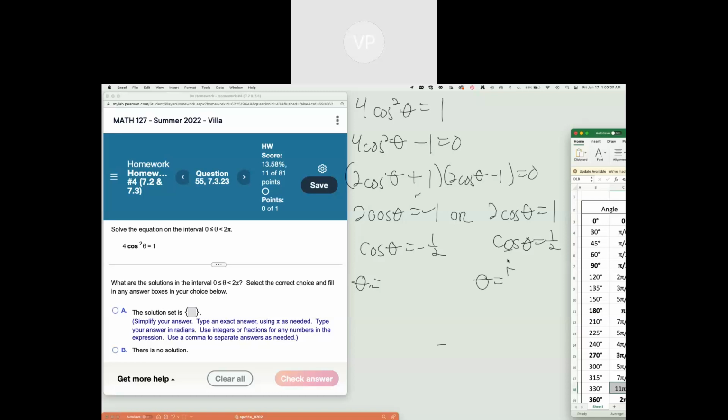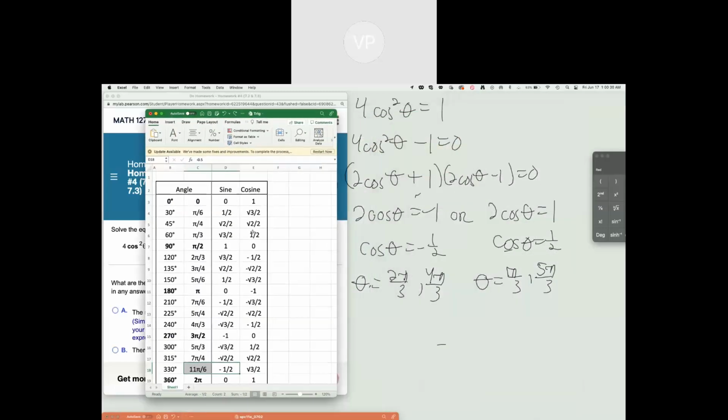So starting with the 1/2, I know that's going to be at pi over 3. I know it's also going to be in the fourth quadrant, 5 pi over 3, and negative 1/2, second and third quadrant. We're going to get a 2 pi over 3 and a 4 pi over 3. And try it like I'm doing. Okay, did I get it right?